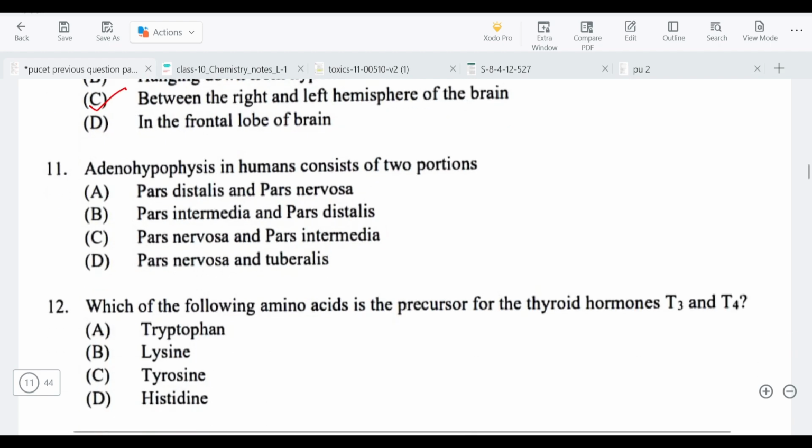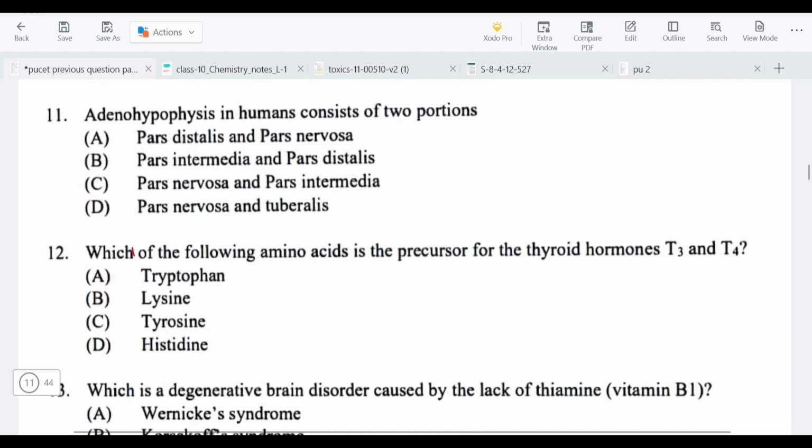Next question: adenohypophysis in humans consists of two portions which are pars intermedia and pars distalis. These are other names for the intermediate and anterior pituitary gland, right? So adenohypophysis consists of these portions. Next question: which of the following amino acids is the precursor of thyroid hormone T3 and T4?